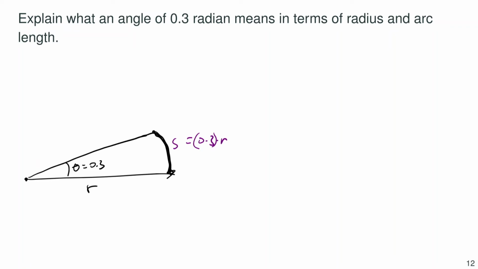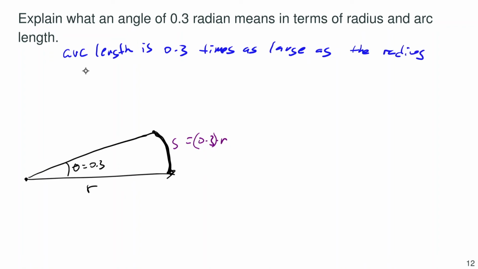That's what it means. So again, let's explain in context, in words. This means that the arc length is 0.3 times as large as the radius length. We just say "large" as in we multiply by 0.3, because obviously the arc length is not bigger than the radius in this angle, right? But "times as large" - since we're multiplying a number less than 1, it is implied that the arc length will be smaller than radius.